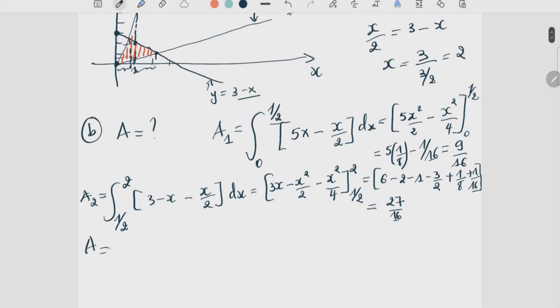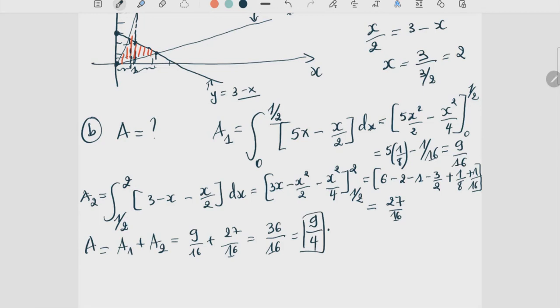Meaning the total area now, which is just the first area plus the second area, is 9 over 16 plus 27 over 16, which is just equal to 36 over 16, which you can further simplify to be, if you divide by 4, 9 over 4. So double check that calculation there.